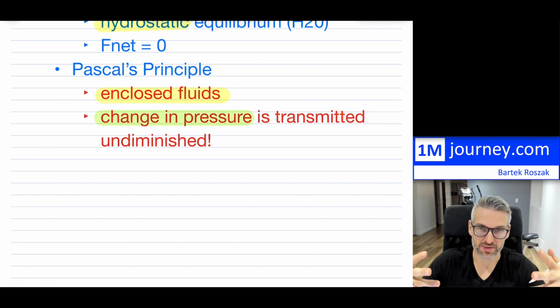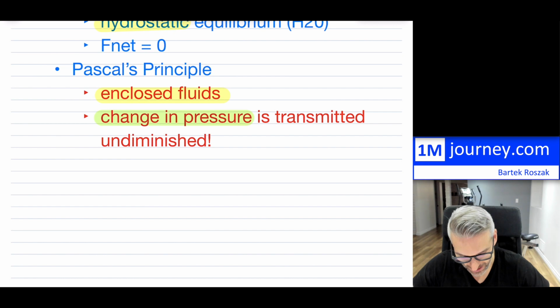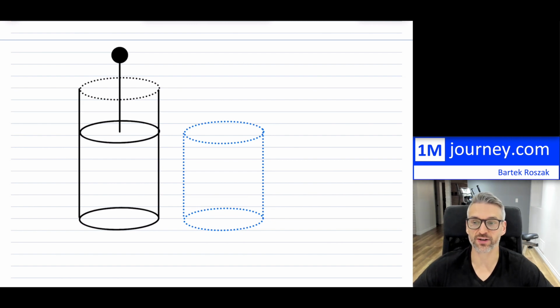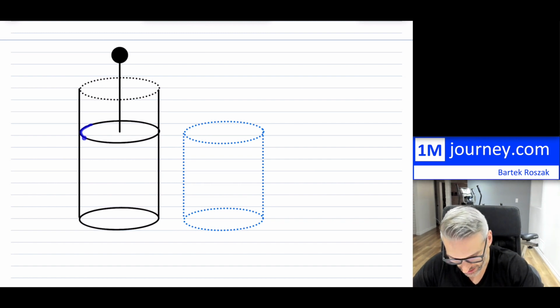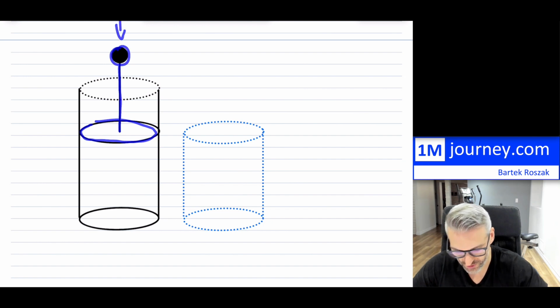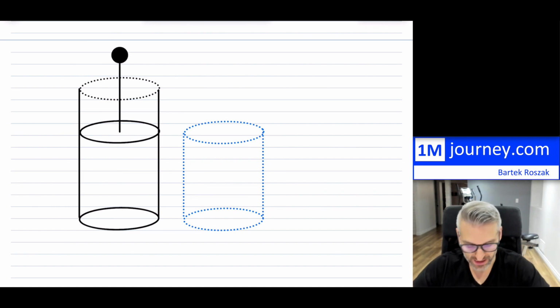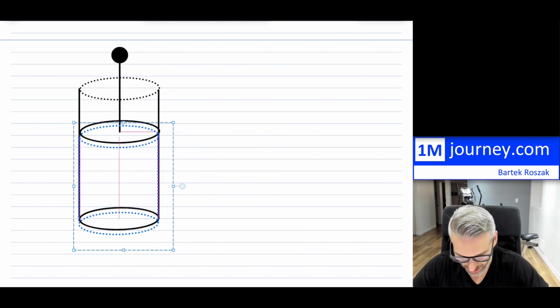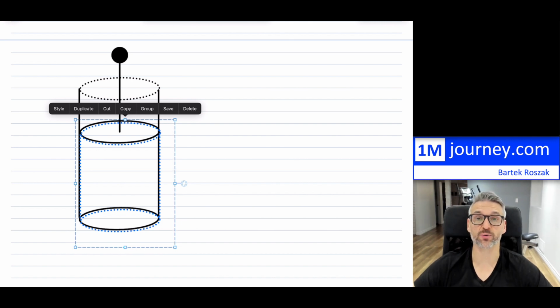Let's see what that means, because this statement, change in pressure is transmitted undiminished, is very powerful. But when you're a student just walking into this, it may be a little bit tricky to understand, so hopefully I can make it clearer. Let's imagine we have a container that is fully enclosed on top. It's almost like you have a lid, and you can press this down with a certain amount of force, but the liquid inside wouldn't escape. So that liquid is inside there.